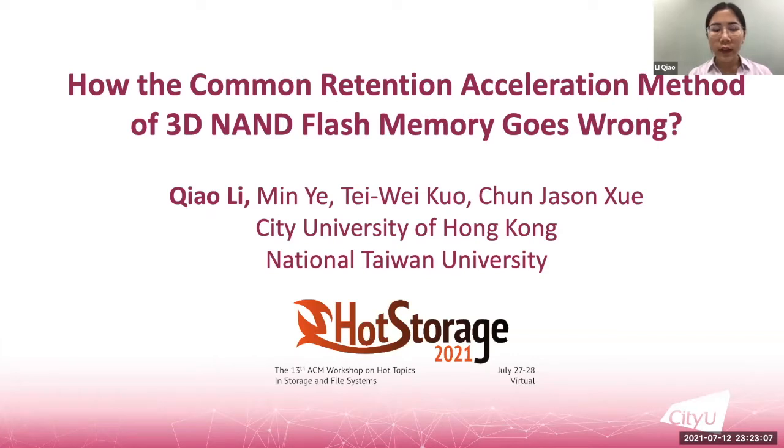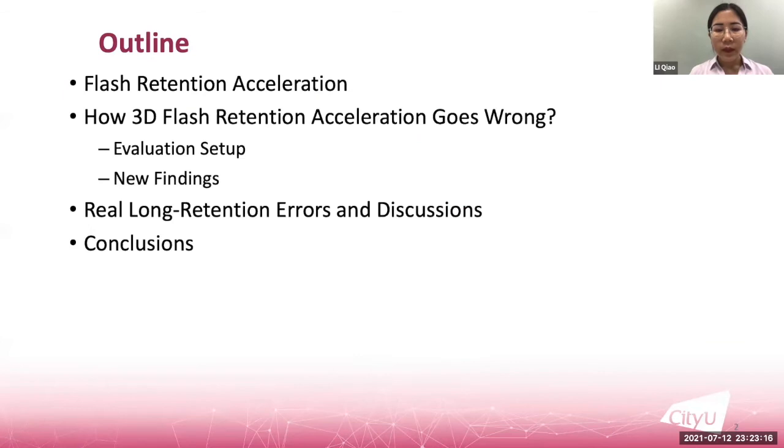In this video, I will introduce our work, how the common retention acceleration method of 3D NAND flash memory goes wrong. I will first introduce the flash retention acceleration method that is widely applied, and then through a one-year retention evaluation, I will present how this method is not correct on 3D NAND flash chips. Next, I will present the real long retention errors and some discussions, followed by the conclusions of this work.